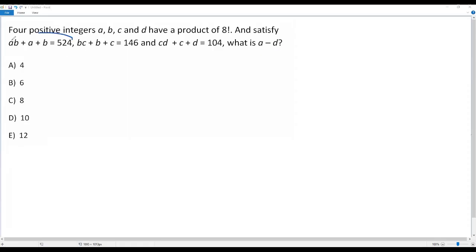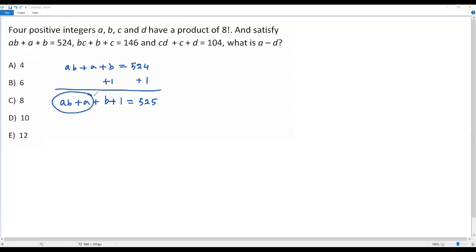Okay, now let me take the first equation over here. That is AB plus A plus B equals 524. Now, to get the factor form of this expression on the left side, let me add 1 to both sides of this equation. Then I'm getting AB plus A plus B plus 1. On the right side, we get 525.